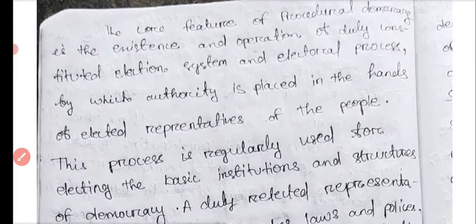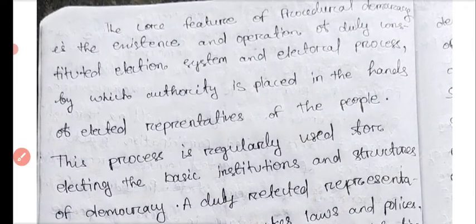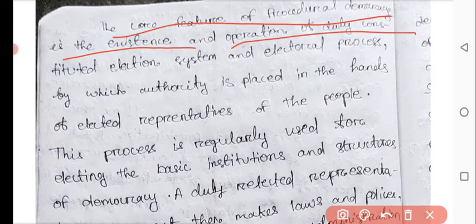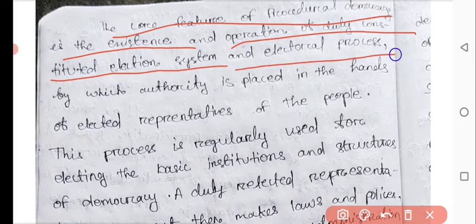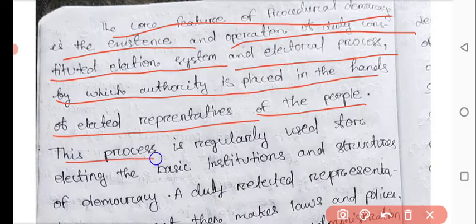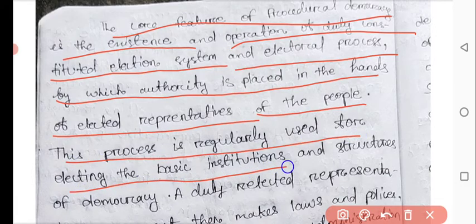The feature of procedural democracy is the existence and operation of a duly constituted election system and electoral processes by which authority is placed in the hands of elected representatives of the people. The process is regularly held for electing the basic institutions and structures of democracy, a duly elected representation.